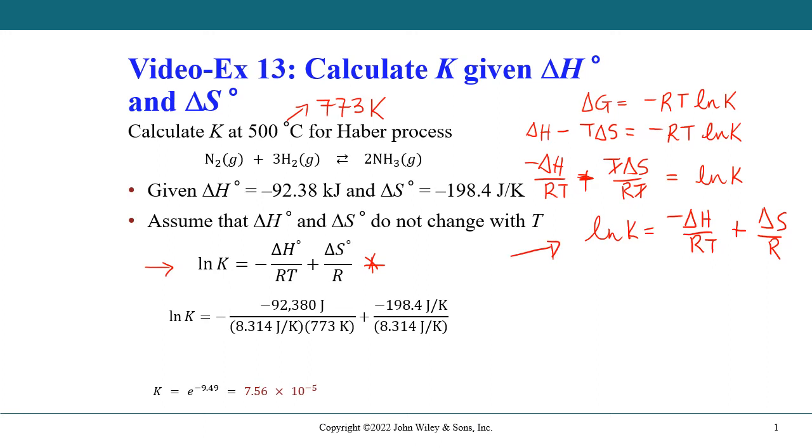Okay, so now we can plug our values in, making sure that we have the right units all the way through. Remember, when in doubt, convert the kilojoules to joules, which we'll need to do. So the 92.38 kilojoules becomes 92,380 joules. Okay, so that's that value here. We have the gas constant, we have the temperature in Kelvin, and then we have the value for delta S in joule per Kelvin, and again we have the gas constant here. And solving for ln K, we get a value of negative 9.49.